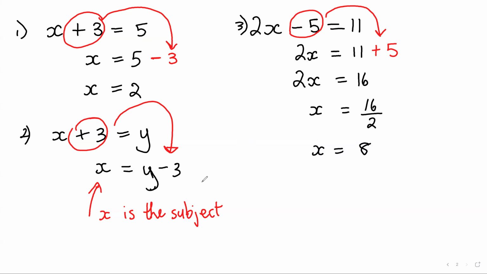So changing the subject of the formula has to do with moving terms from one side of the equation to the other side of the equation so that you can get that single term that you're looking for, right?